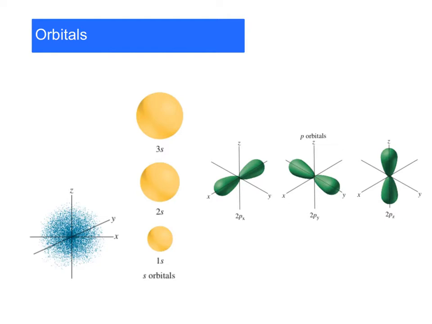I do expect you to know the shape of the S orbitals and the P orbitals. And the P orbitals, there are 3 of them, as I showed you on the previous slide, and they all have the same shape, but they go in different directions. They all have this dumbbell shape that's shown here in green, but one of them would be along the x-axis, one along the y-axis, and one along the z-axis, as shown here.